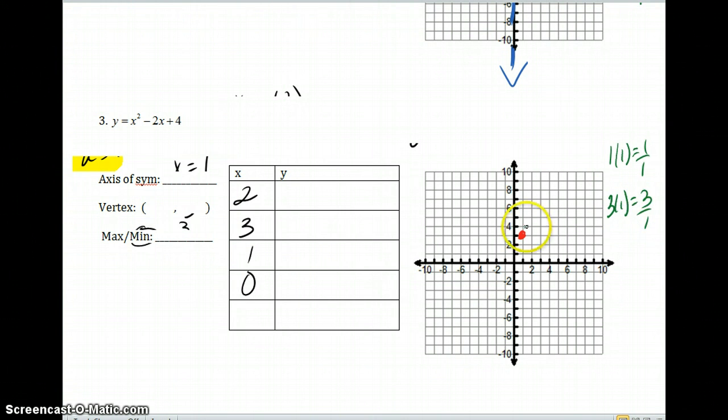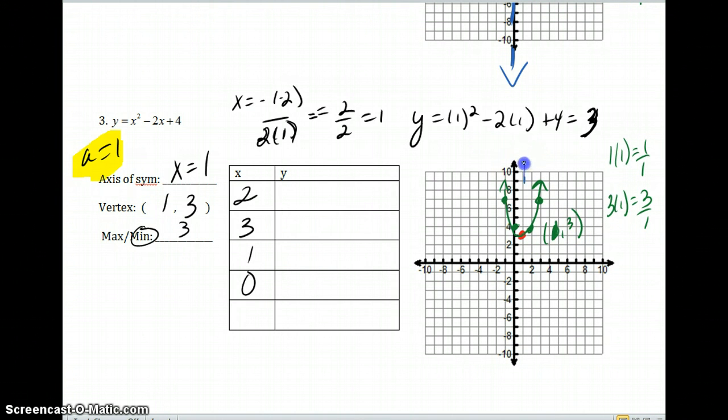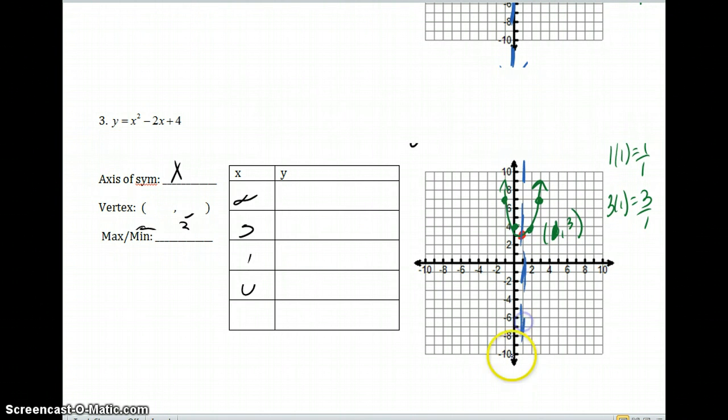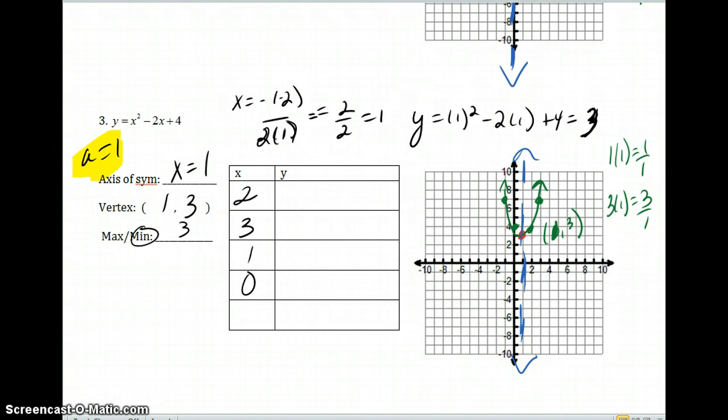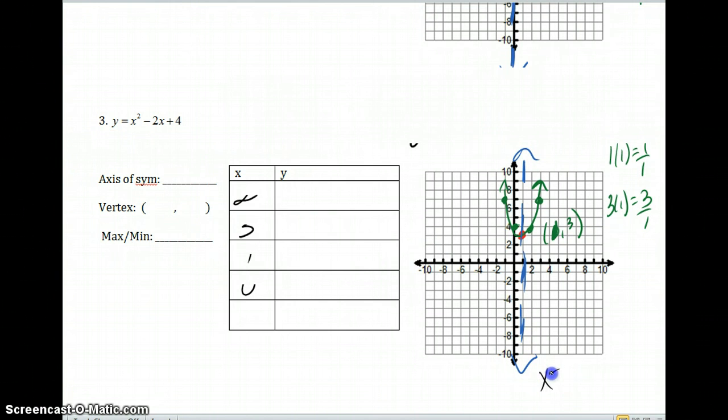So I'm going to go to my graph. I'm going to go up 1, left and right 1, and then up 3, left and right 1. Remember that the top number tells you which direction to go. The bottom number always tells you to move left and right 1. Sorry again, I don't know why it keeps going back and forth like that. Once you graph your parabola, make sure you label the vertex, draw in the axis of symmetry, and label the axis of symmetry.